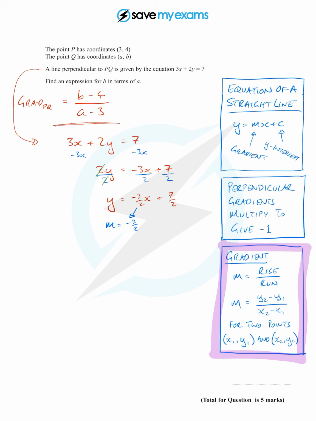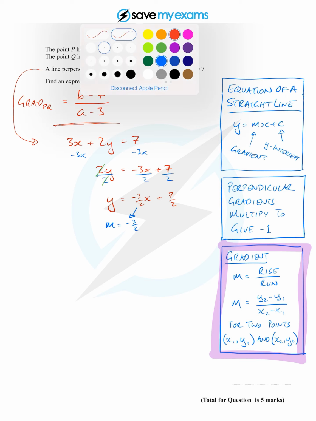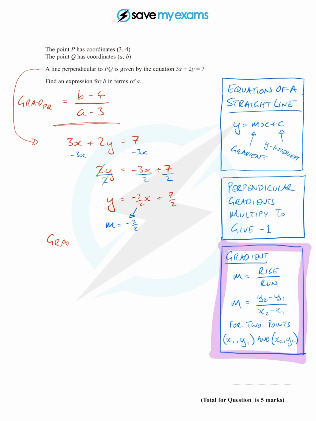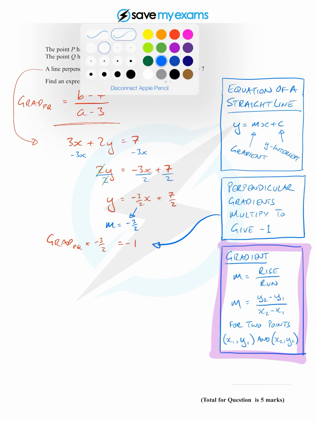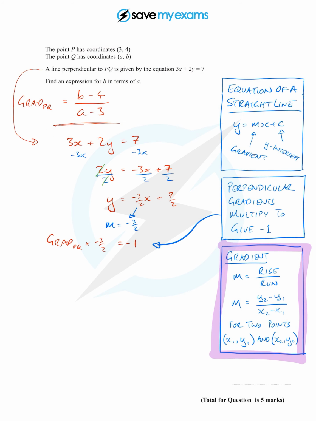minus 3 over 2. So what does that mean the gradient of PQ is? The gradient of PQ times minus 3 over 2 must equal -1. Why is that the case? Because of this blue box here. I hope you can see what we need to multiply by to get -1, without really doing any working. What times 3 over 2 is 1? Well, 2 over 3, and there's already a minus sign. So the gradient of PQ is 2 over 3.